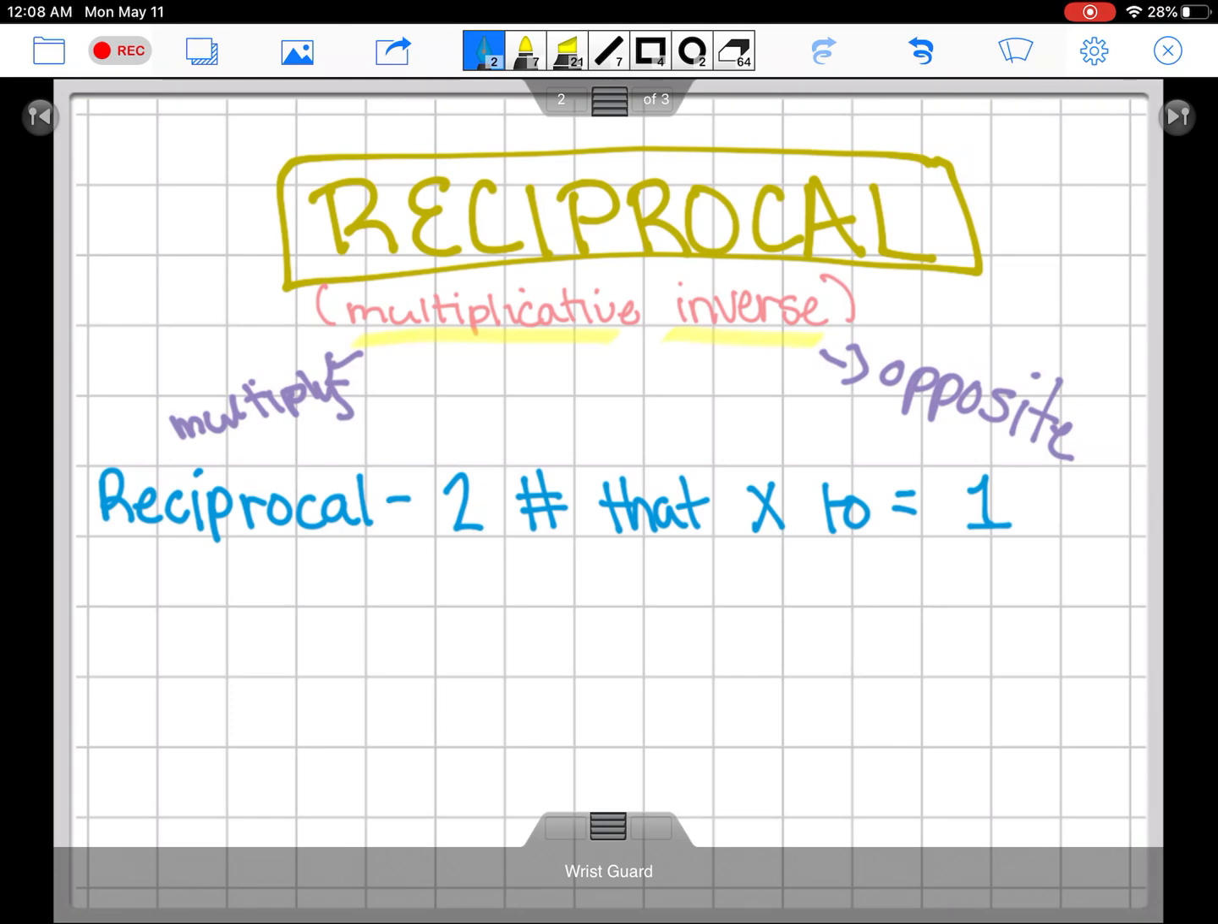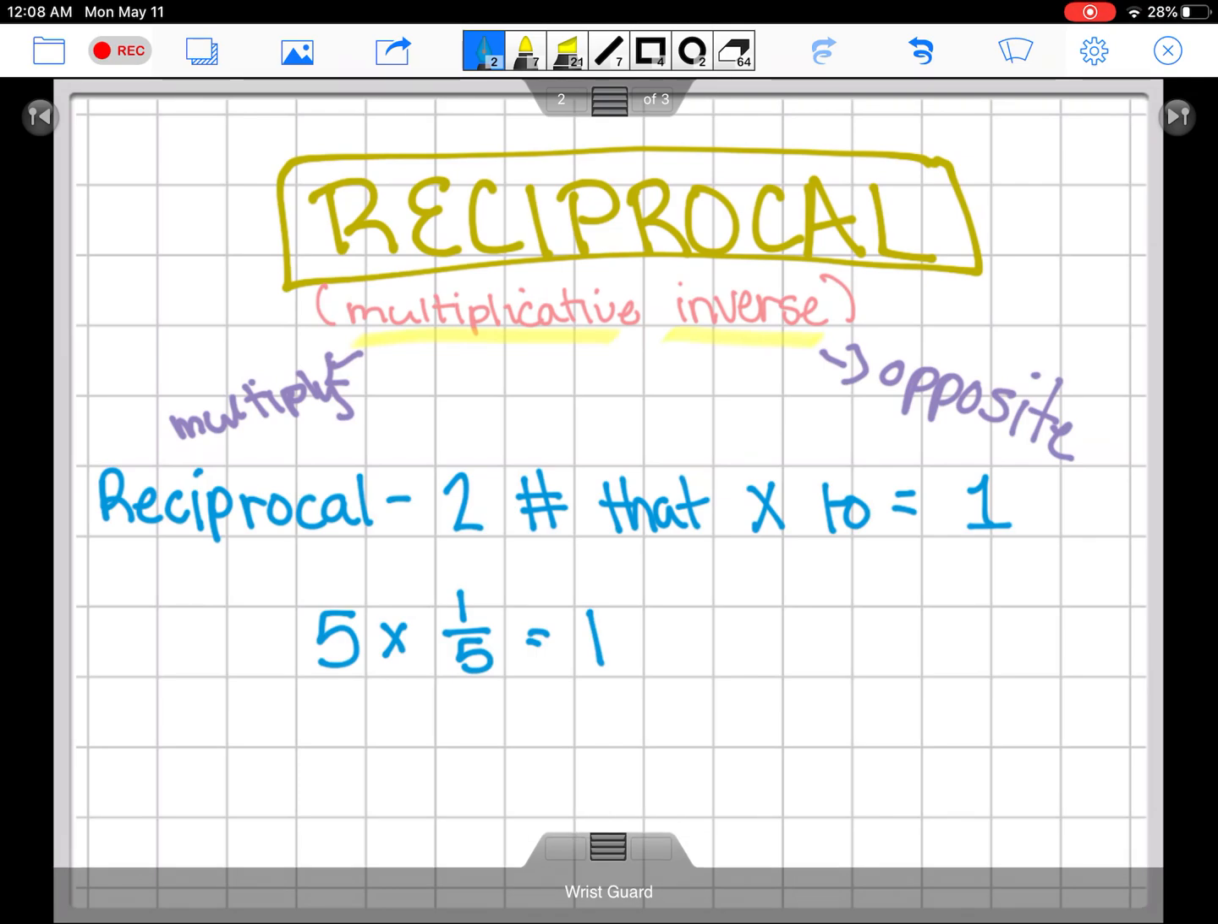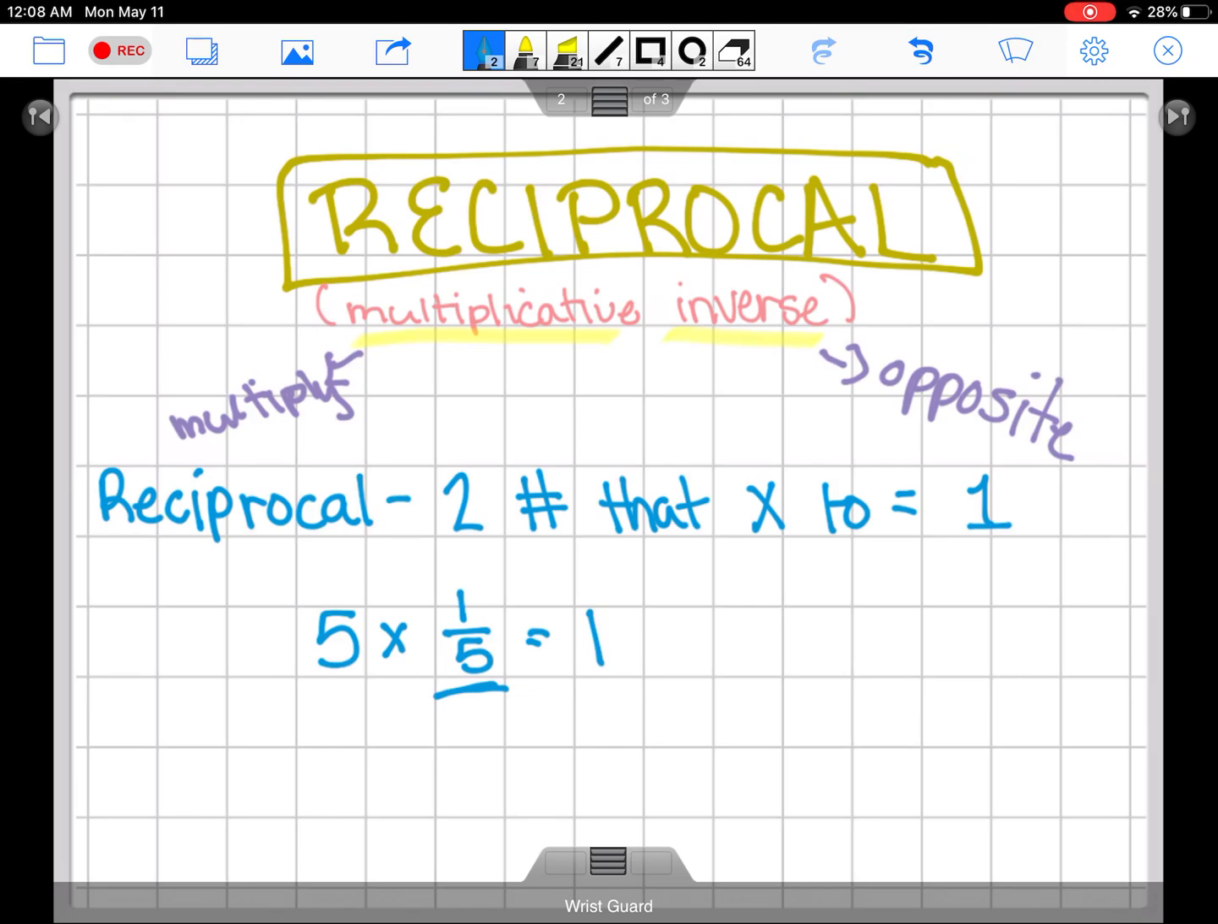If I have the number, let's just go back to 5. 5, what can I multiply to equal 1? 5 times, I'm going to tell you it's 1/5 equals 1. All right? So 1/5 is the reciprocal of 5. It's that opposite number that when we multiply them together, they're going to equal 1.